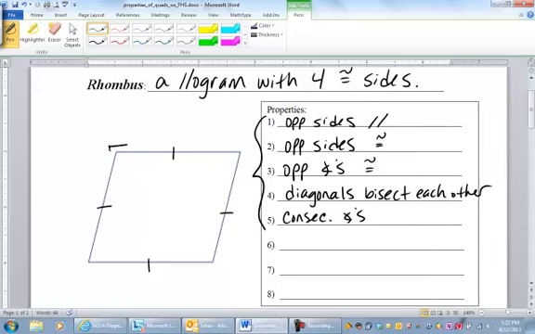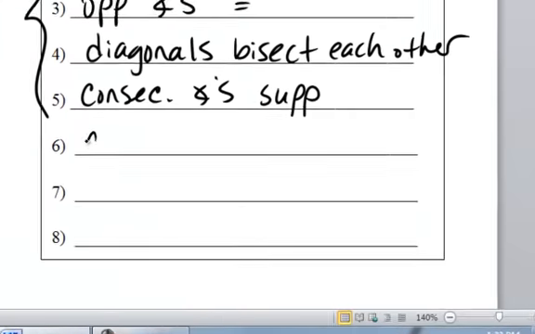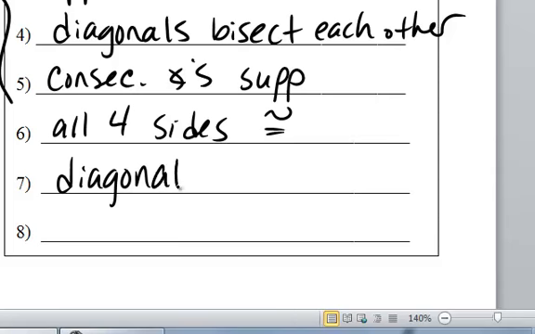For example, this one and this one, they are sup, which means they add up to 180 degrees. So consecutive means in a row. Any two angles in a row add up to 180 degrees. So what's specific about the rhombus? Well, the definition is it has all four sides congruent. Okay, and there's two other things. One thing that's pretty cool is that the diagonals, when you draw them in, and we will in just a second, they're perpendicular. They form right angles.